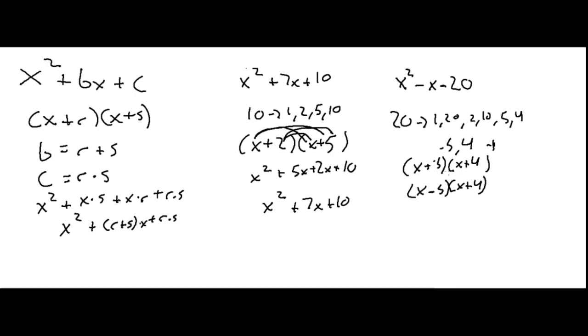Then once you FOIL this out, first the first term, so x squared, outer terms, plus 4x, the inner terms, minus 5x, and then the last terms, which is negative 5 times 4. Let me scratch that, negative 20. Once you add the like terms, you get x squared minus x minus 20, which is what we started out with.